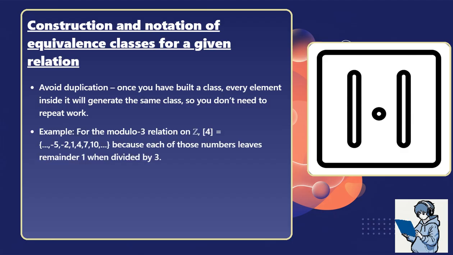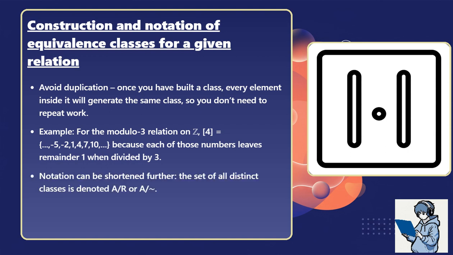Example: for the modulo 3 relation on the integers, [4] equals the set of ..., -5, -2, 1, 4, 7, 10, ..., because each of those numbers leaves remainder 1 when divided by 3. Notation can be shortened further. The set of all distinct classes is denoted A/R or A/~.